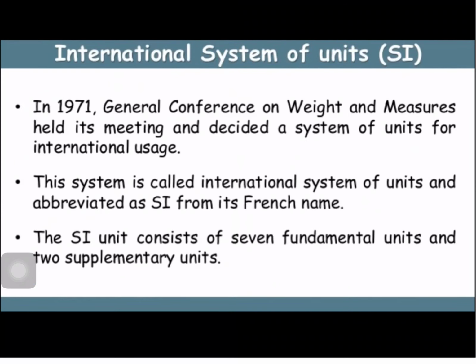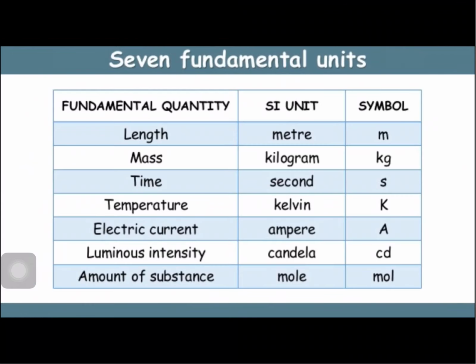And finally, nowadays we are using the SI system. What is the SI system? International System of Units. The General Conference on Weights and Measures held its meeting and decided on a system of units for international usage. This system is called the International System of Units and abbreviated as SI from its French name. The SI consists of 7 fundamental units and 2 supplementary units. See, what are the 7 fundamental quantities? Length, mass, time, temperature, electric current, luminous intensity, and amount of substance.